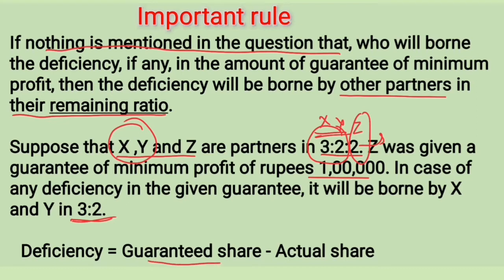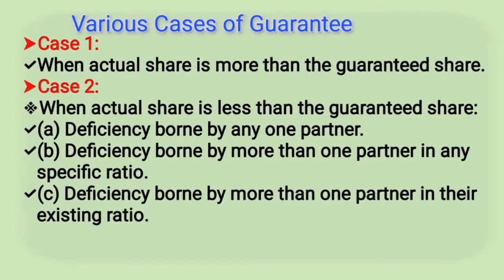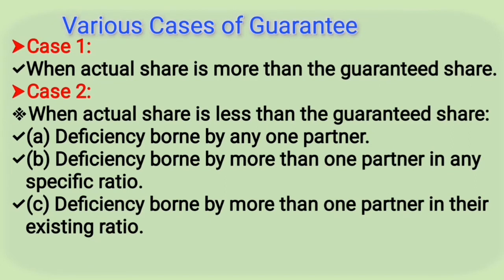The next question is, how do we calculate deficiency? Deficiency is calculated as guaranteed share of profits minus actual share of profits. Next, we are going to discuss various cases of guarantee. The first case of guarantee is when the actual share of profits is more than the guaranteed share. In this case, there is no deficiency and nothing is to be given to the partner who is given such a guarantee, because his actual share is already more than the guaranteed share of profits.